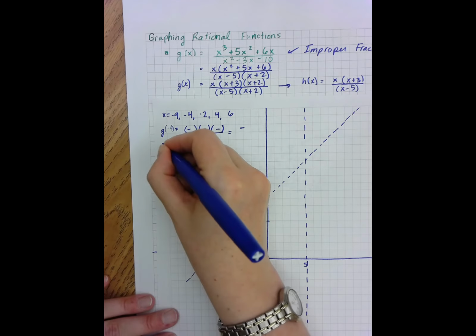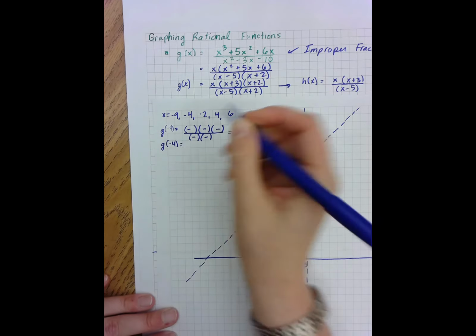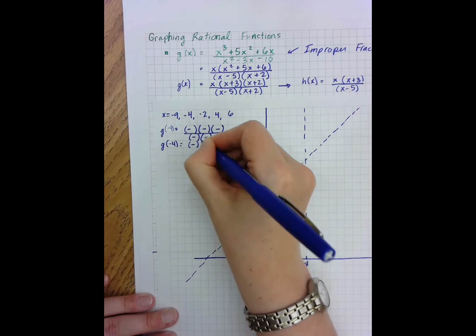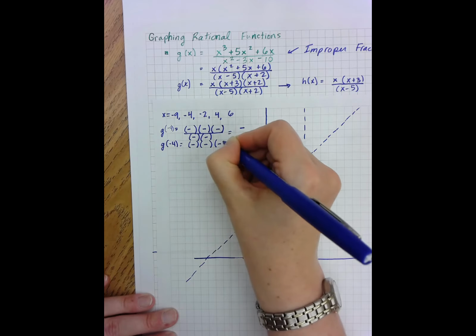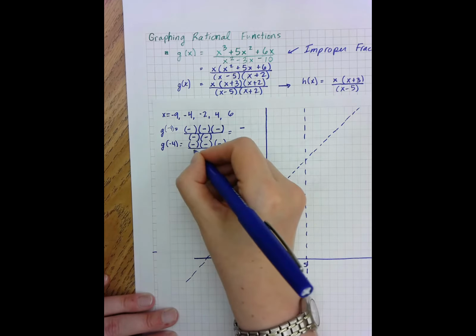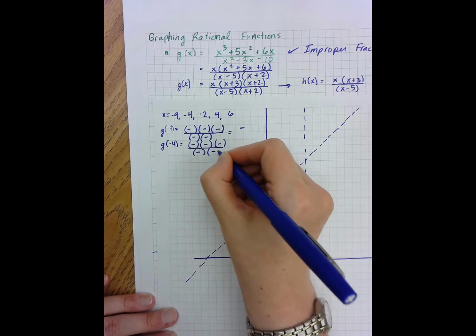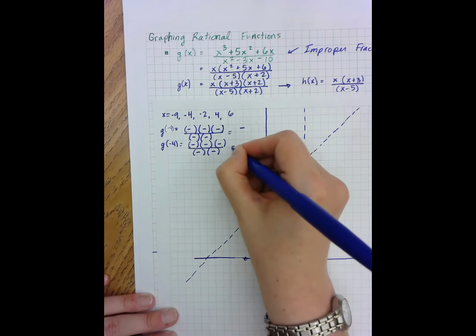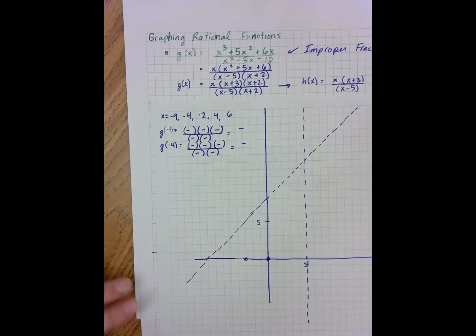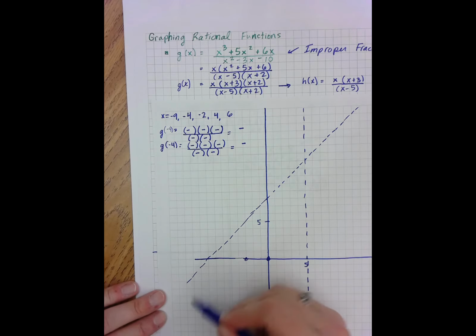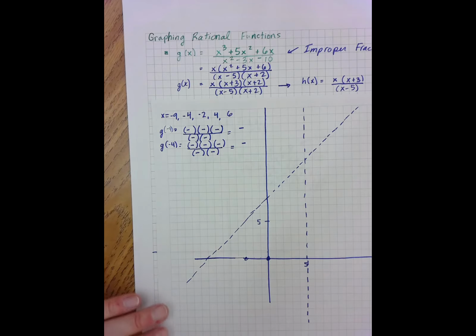So let's do g of -4. So I've got negative, negative, negative, negative, negative, which gives me a negative. So again, I know I'm down below here at this point.